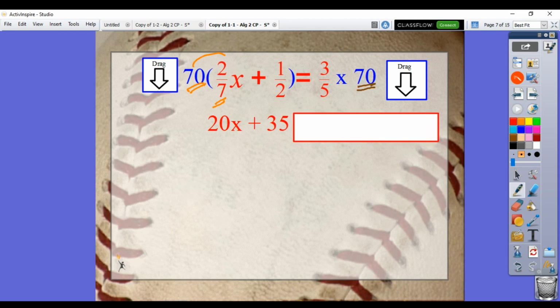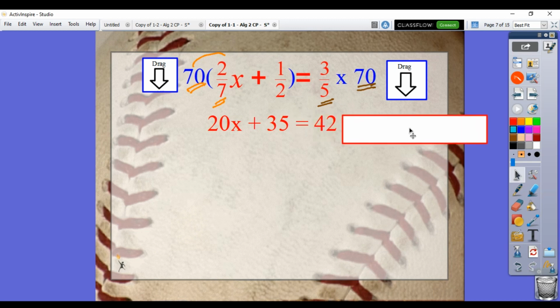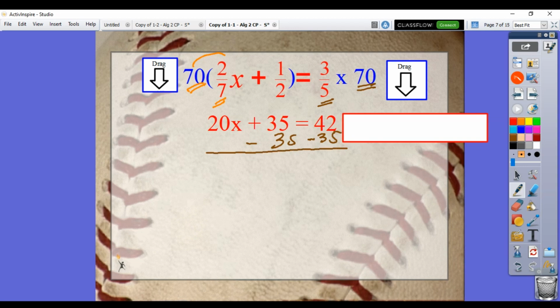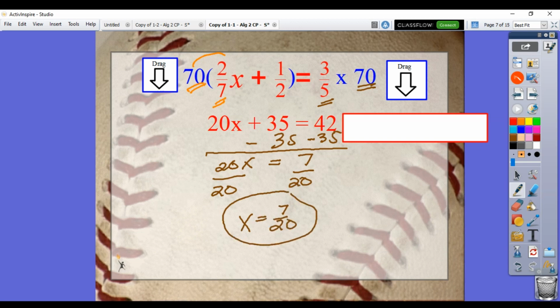So I'm going to do it my way. 70 divided by 5 is going to be 14. 14 times 3 is going to be 42. And the rest is just basic solving of the equation, which we can do fast. So minus 35 here, minus 35 here, 20x is equal to 7. Divide by 20 here and 20 there. So the answer is x equal to 7 over 20.